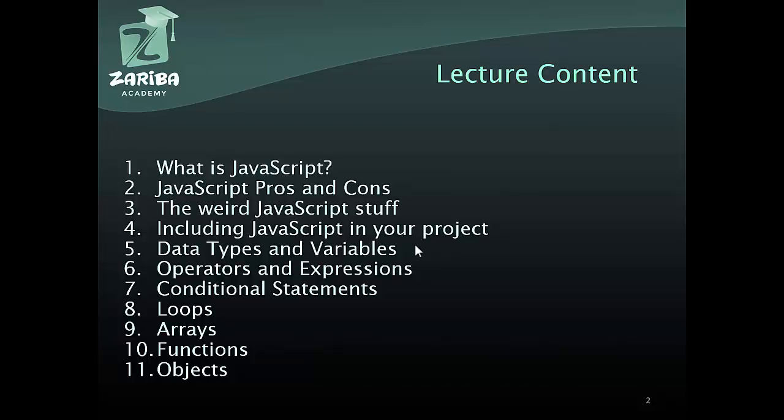Okay, after that we'll go through the regular stuff that we did with C sharp. So data types and variables, operators and expressions, conditional statements, loops, arrays, functions, and objects. I really am not going to go into much detail about this. I'll go through them with a very simple example.